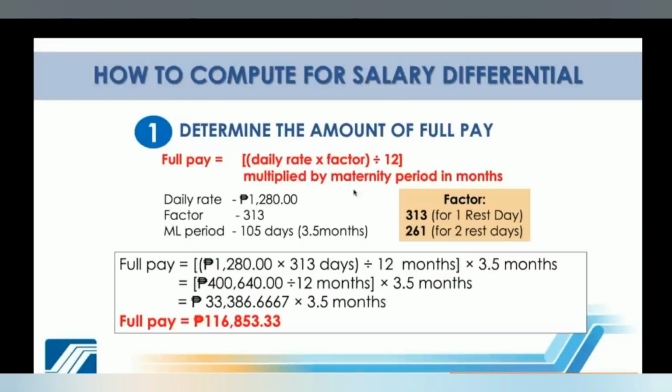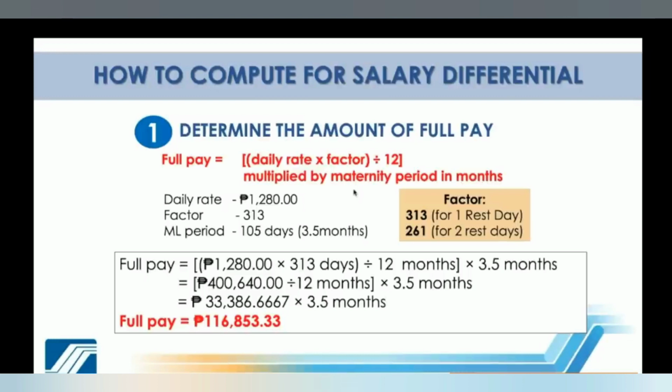Factor differs in every company. So kung ano po ang ginagamit ninyong factor sa inyong payroll, yan po ang gagamitin ninyong factor for this maternity benefit. If you are unsure, you may ask DOLE because it's unique for every company depending upon your work background or work nature. So iba-iba po yan. But for this particular example, and for the information of everybody, let's say sa inyong office ay may 1 rest day, 313 ang factor yung ginagamit natin. If may 2 rest days, 261 naman. So it will really depend. You would have to check sa inyong payroll and DOLE if you are unsure.